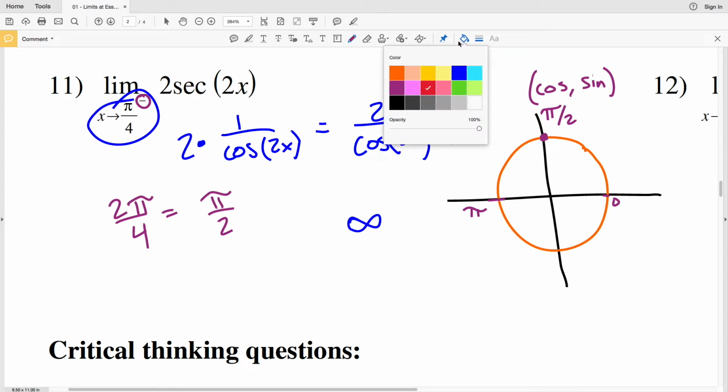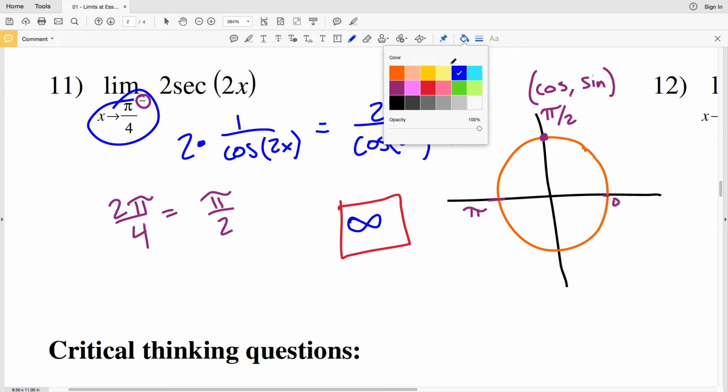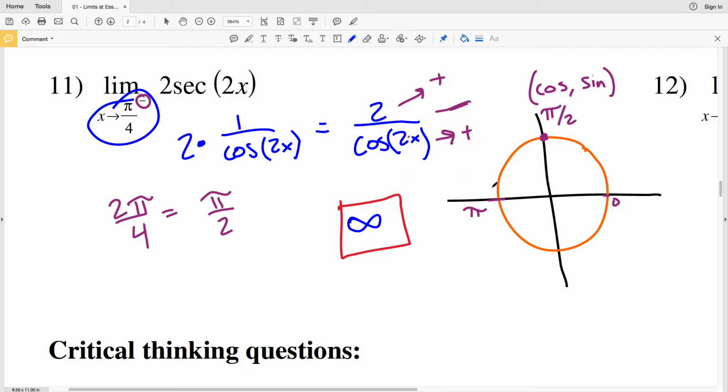So positive infinity is our solution in number 11. And again, that's because our denominator was approaching 0 while our numerator approached a number much larger than 0. Therefore, overall, they were approaching infinity. We just had to figure out whether it was a positive infinity or a negative infinity.